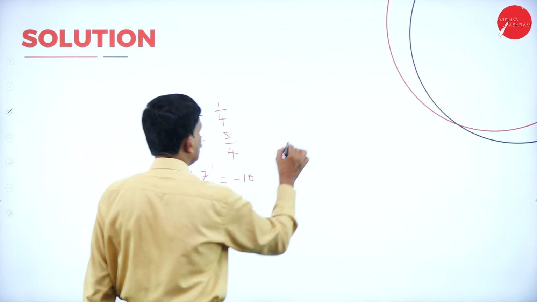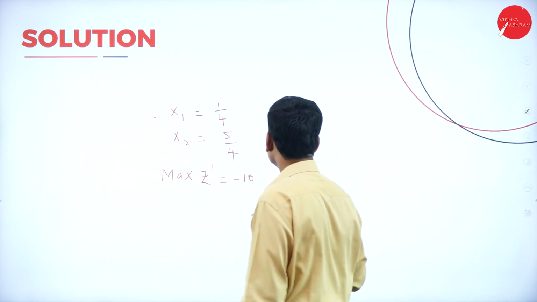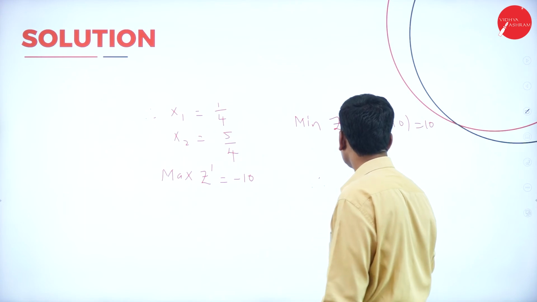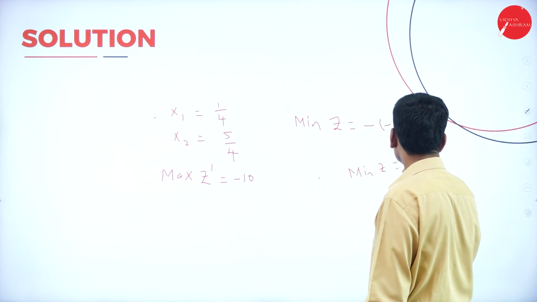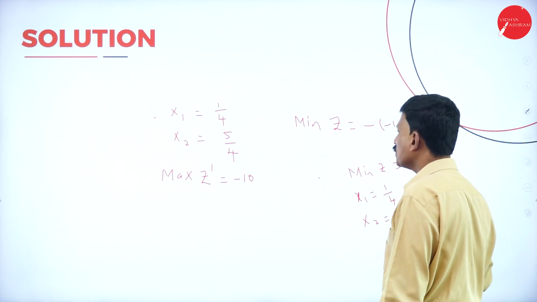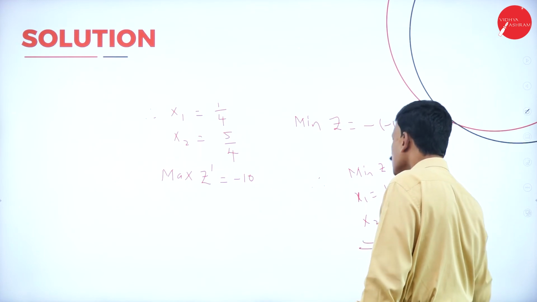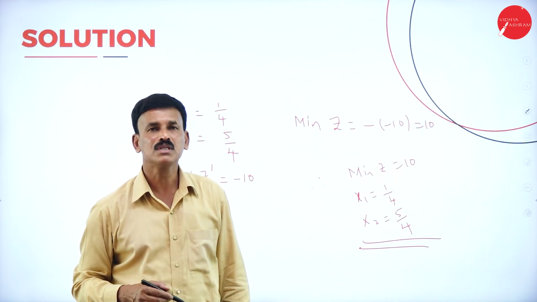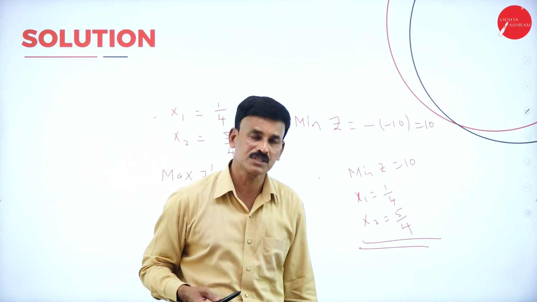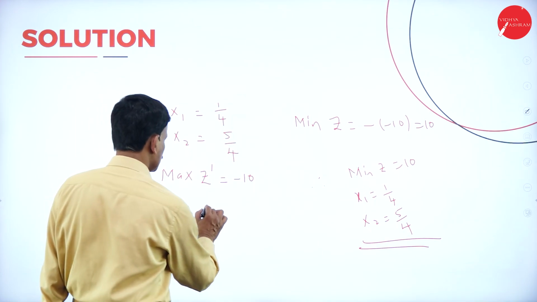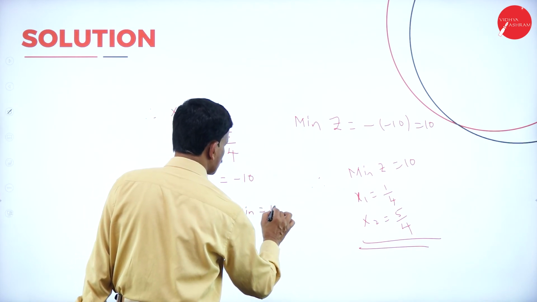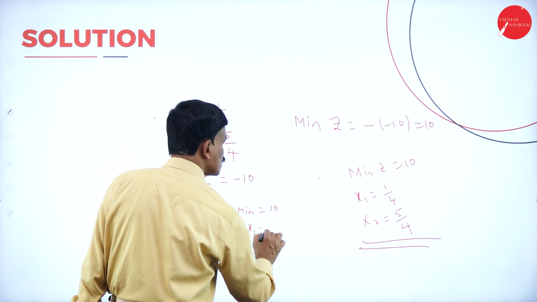Since the given problem is of minimization, therefore minimum z is equal to minus of minus 10, which is equal to plus 10. So therefore minimum z is equal to 10 at x1 is equal to 1 by 4 and x2 is equal to 5 by 4. This is the solution for the given problem. So this is how we are going to solve a LPP using the two-phase method.